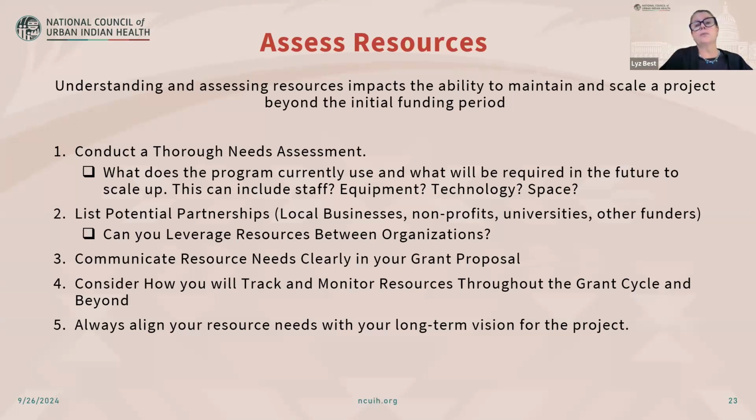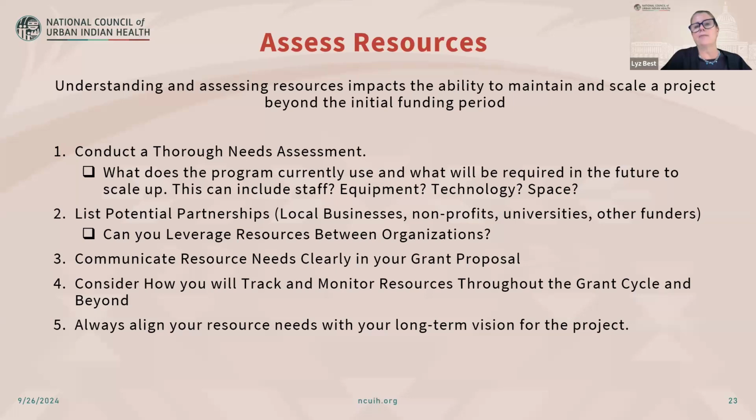Leveraging resources between organizations can also be helpful, and you can do this by exploring how collaborations could potentially enhance your program's sustainability. Combining resources with other organizations can lead to shared efficiencies and broaden your program's impact. For example, if 2 nonprofits with similar goals collaborate, they might share facilities or staff to reduce cost and increase reach.